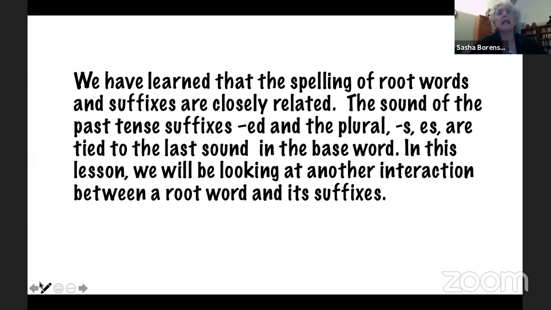Is that Ellen Keene's book? No, this is Stephanie Harvey and Anne Goudvis. I'll write it in the chat. Great, great. It's called Strategies That Work. They're really good authors as far as comprehension. They're really good comprehension authors. Yeah, they're one of my favorites.